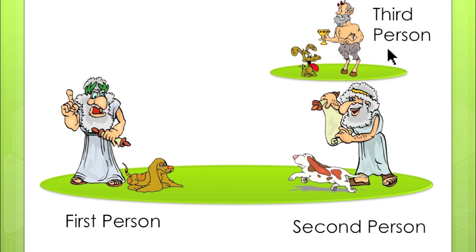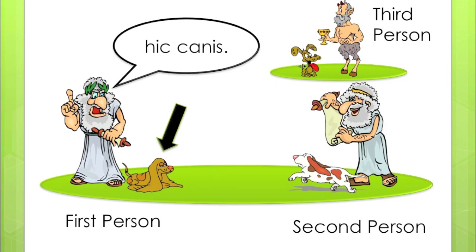Let's see how that works with Latin's three demonstratives. So if the cranky poet wants to refer to the dog near him in the space of the first person, what he says is haec canis. Canis, of course, is the word for dog in Latin, and this is our old friend haec hoc. Haec canis, this dog.